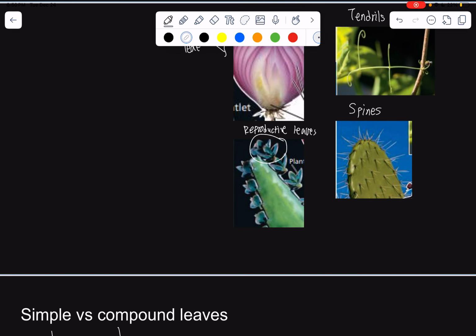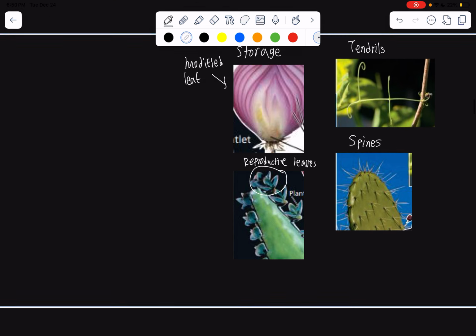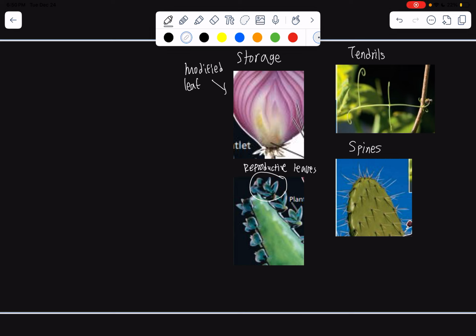Now, what are these three vascular plants made out of? I mean, we know that they can be modified. We know that they can adapt. We know that they form the shoot and root system. But what are they made out of?